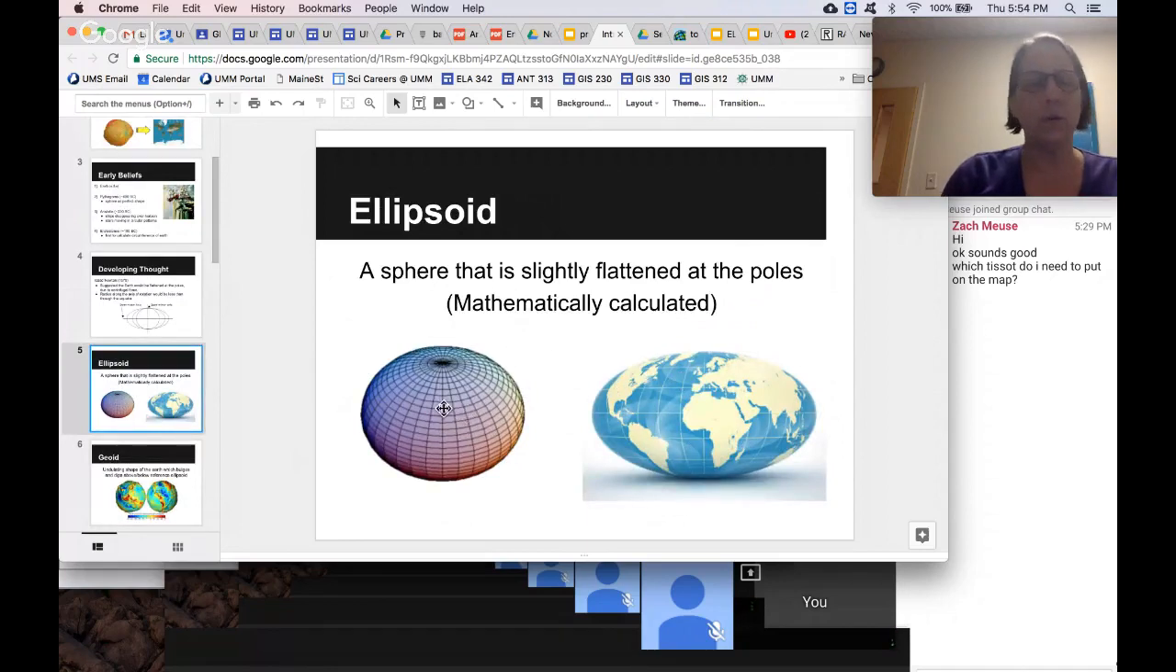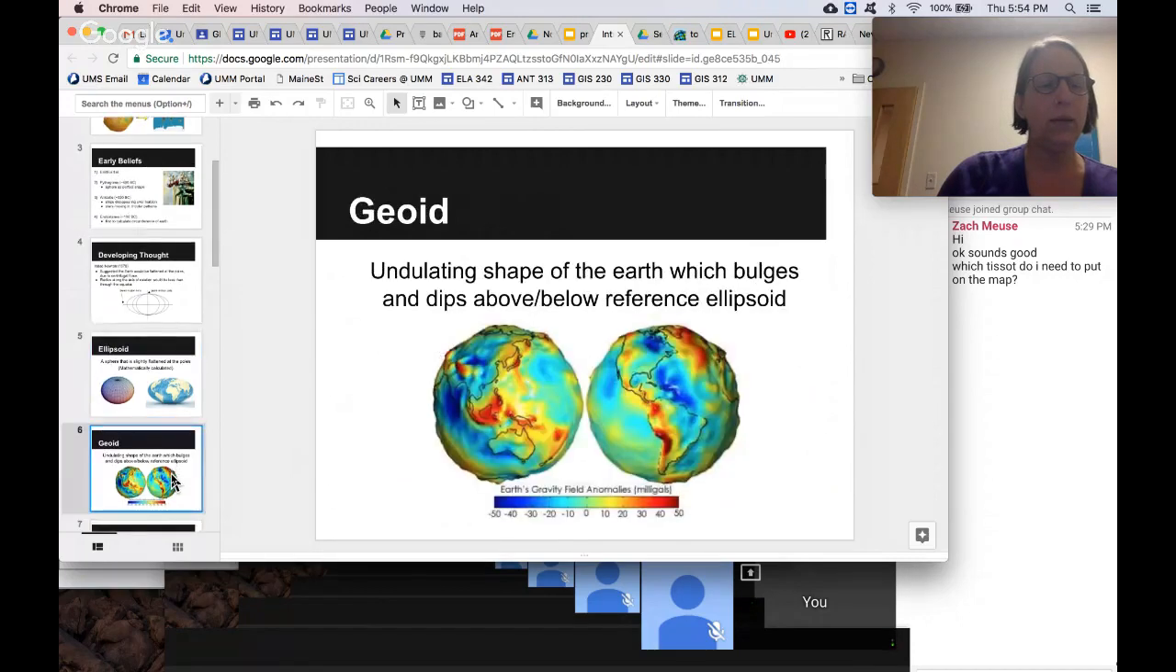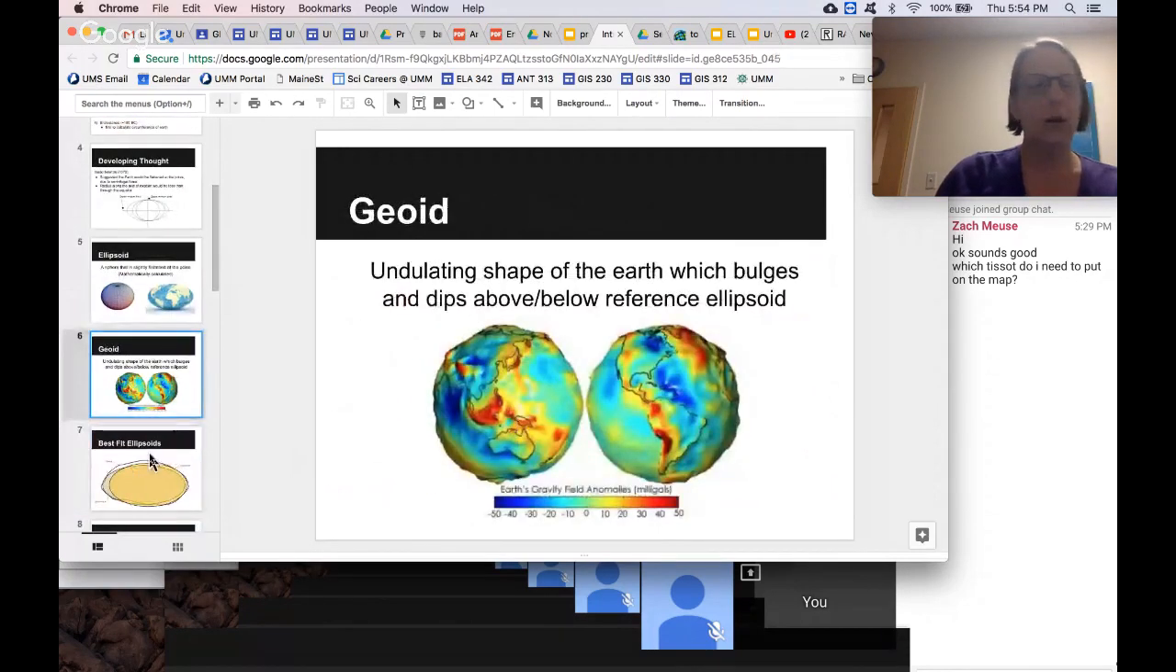This is, of course, a gross overgeneralization of that flattening, but we call this model of the Earth, mathematically calculated and modeled in a computer, an ellipsoid. And then when we add in all these other things, right? So the gravitational anomalies lead to lumps in the material of the Earth, and distributions of different densities of rock and so forth also determine lumps. We get this bumpy thing.